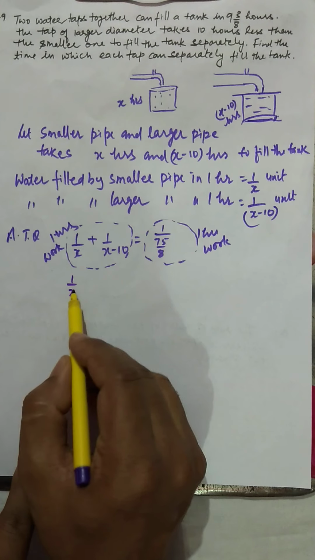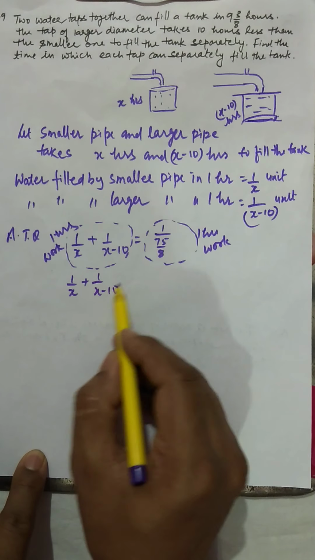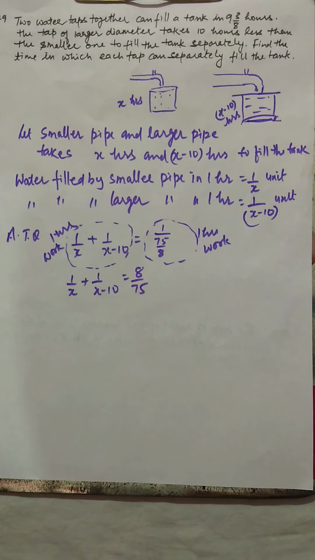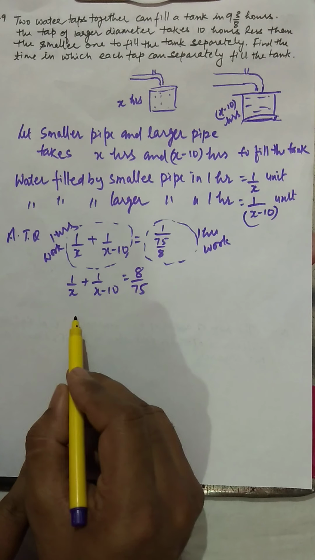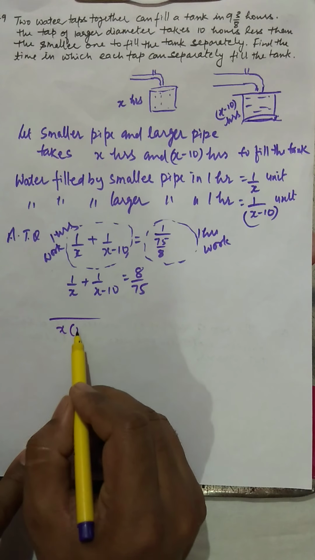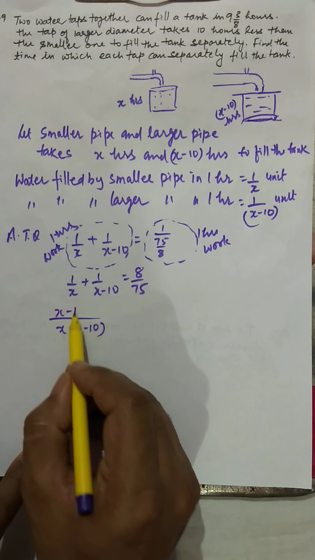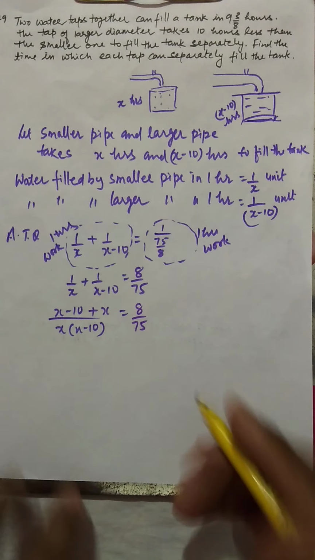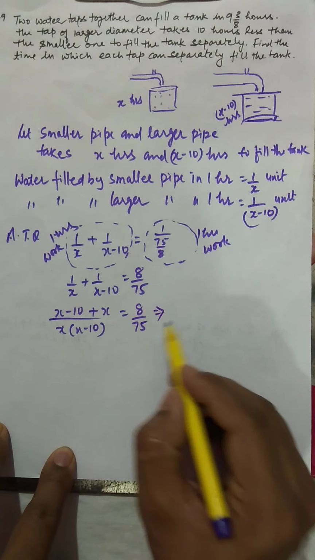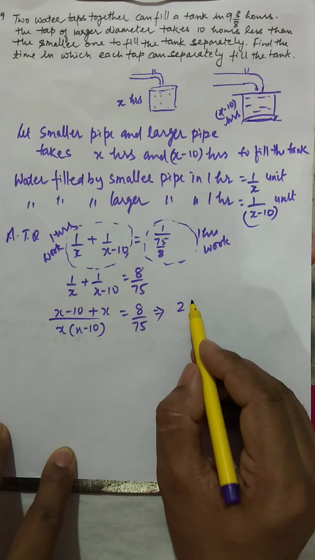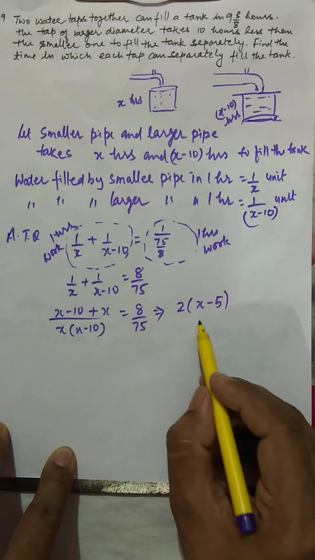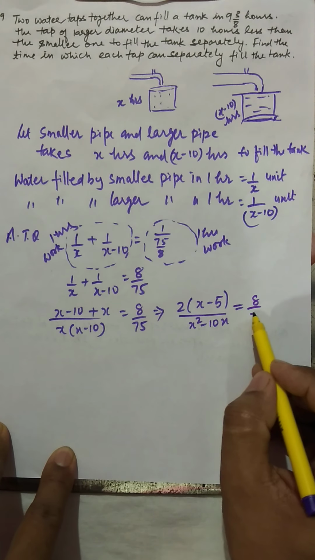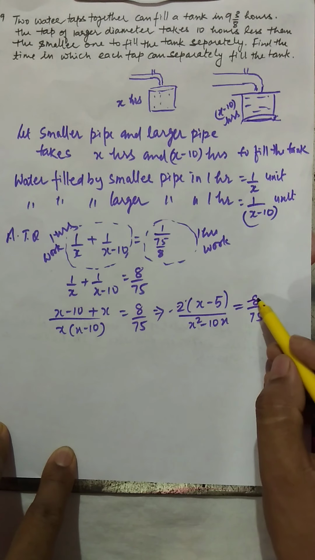So we can simplify this further. We can write this 1 upon x plus 1 upon x minus 10, and do the reciprocal, this is 8 upon 75. Now we can solve this. We'll take the LCM. So the LCM will be x minus 10 times x, and the numerator is x minus 10 plus x, and this is 8 upon 75. Now we'll simplify this. You can take 2 common, this is x minus 5, and here you multiply x square minus 10x, and this is 8 upon 75. So this 2 will cancel to give 4.